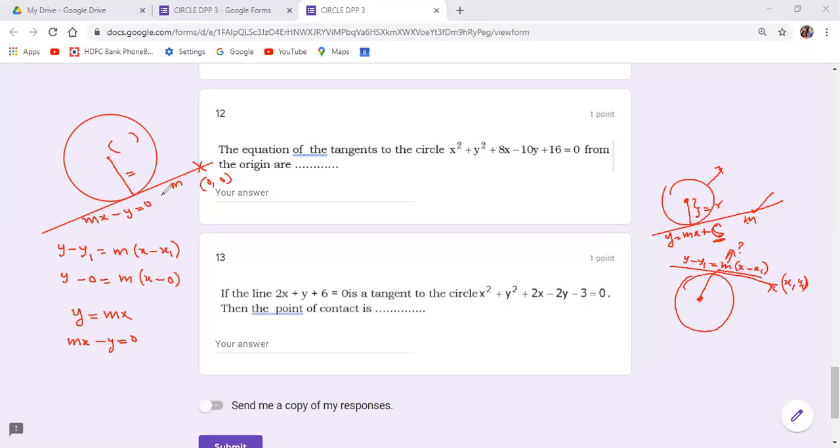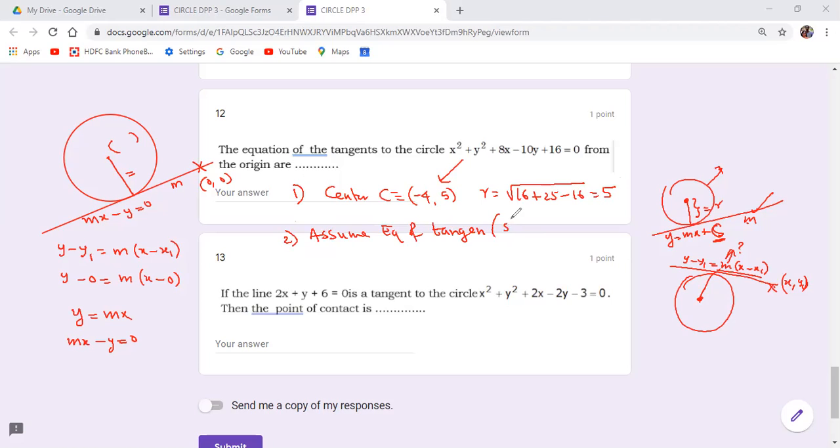Okay. So did you write like this? Let m be the slope of the tangent. Before that, sorry, center and radius, that's the first step. Center of the circle is minus 4, 5. The radius of the circle is root of 16 plus 25 minus 16, so 5. Then assume the equation of tangent. This is the next step. So since you know the point, use slope point form.